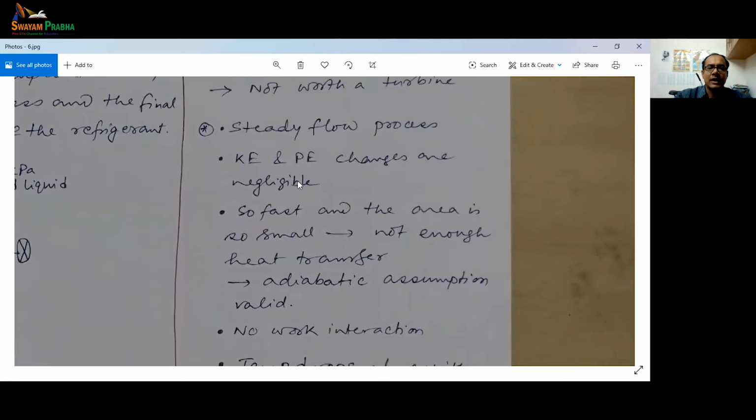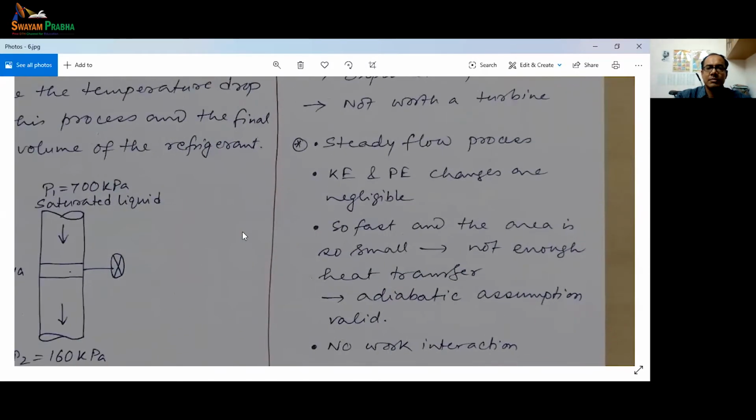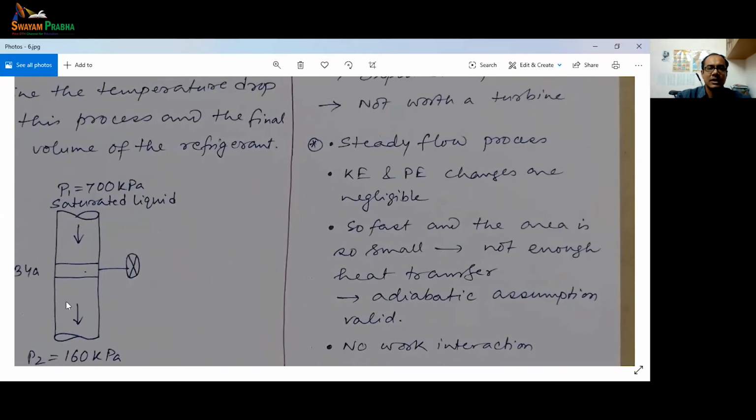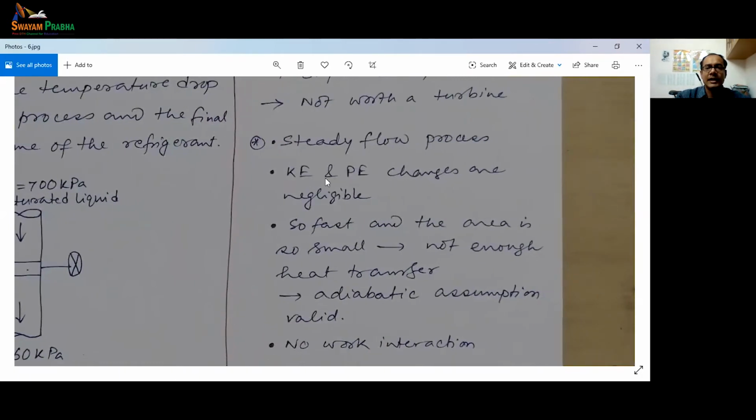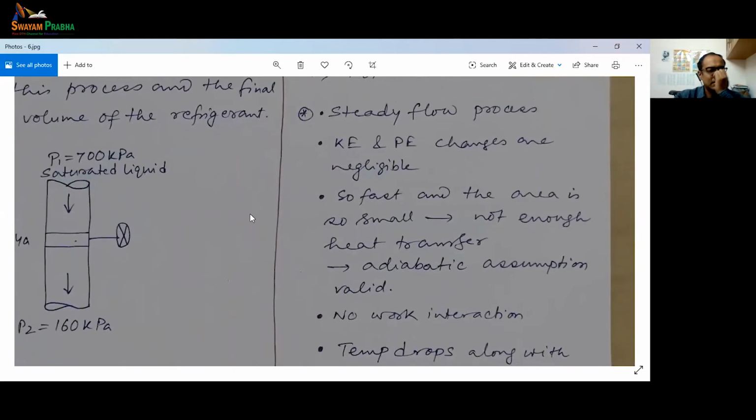Okay, and you can also see here from the schematic that it's a steady flow process. There is nothing going in or out and nothing changing with time, so it is a steady flow process. And the kinetic and potential energy changes are also negligible because velocity does not change much, and even if it changes, the other quantities corresponding to that are negligible.